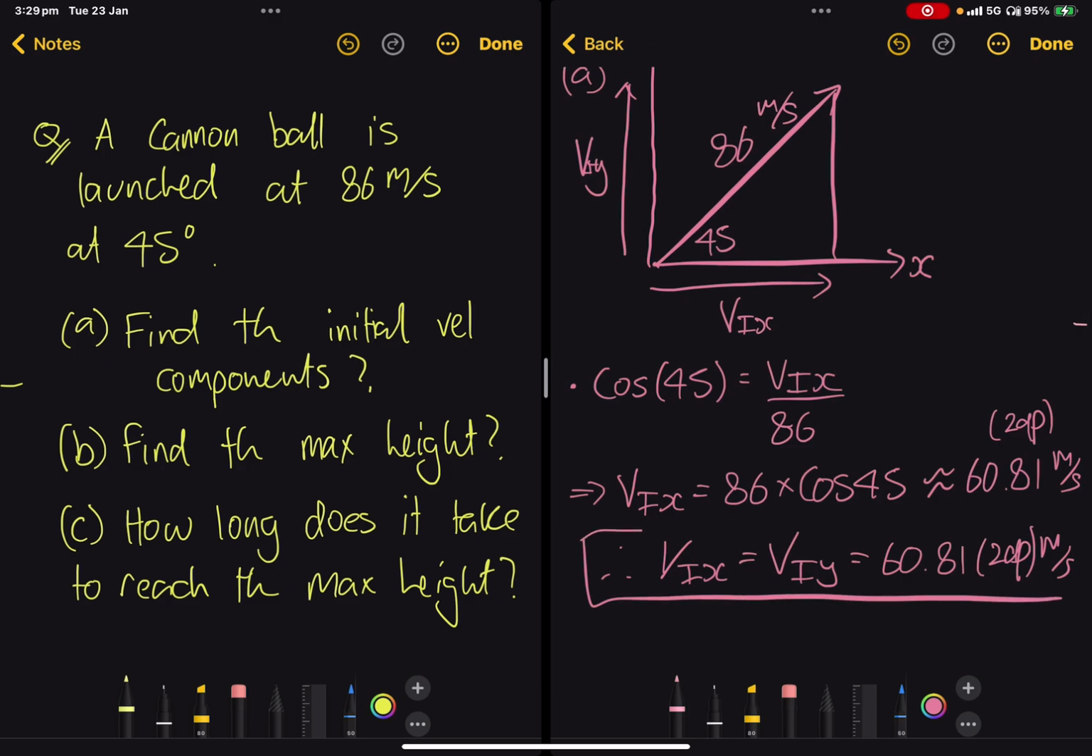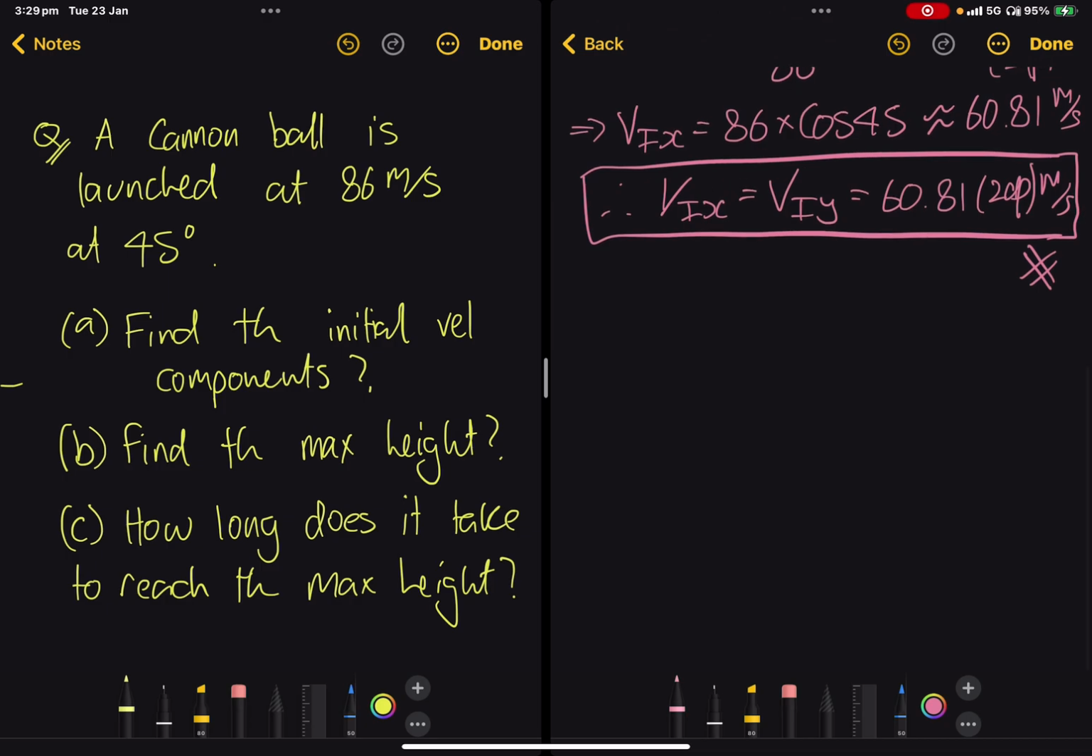So this was a nice easy one, because both of these velocities were the same, because this was an isosceles triangle. So this is our answer to part A. Now we're asked to find the maximum height. Okay, so for this question and for question C, we want to think about the accelerations, the velocities, and the positions. So our acceleration in x is 0. Our acceleration in y is minus 9.8.